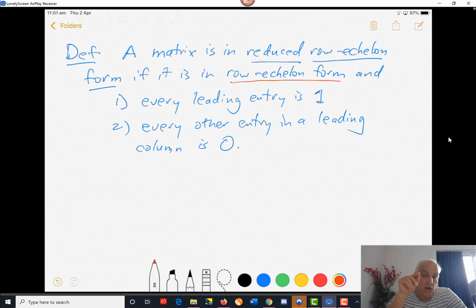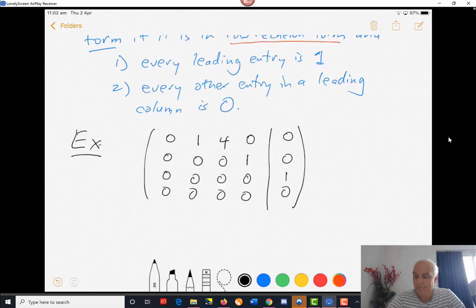So if we have a column which contains one of these leading entries, it's 1. From being in row echelon form, we know, in fact, that everything below that leading entry is 0. Now we're adding the additional requirement that everything above that entry is also 0. So the entire column consists of zeros except for the single leading entry of 1.